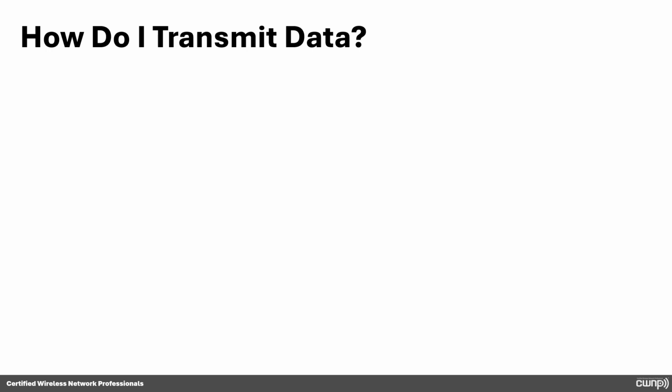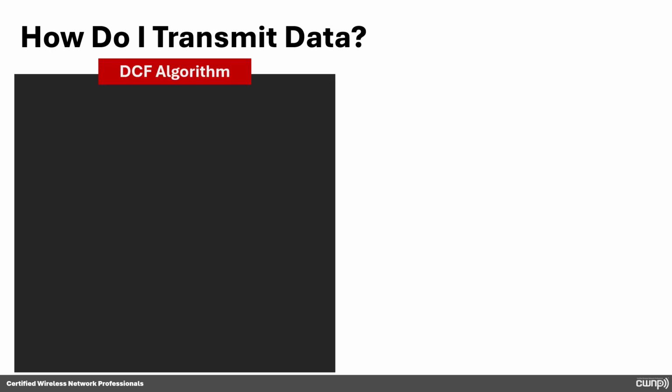In this example, we're going to answer the question, how do I transmit data? Now, there are really two primary algorithms in the 802.11 standard for transmitting data. There's the DCF algorithm, and then there's the EDCA. We're going to look at DCF and then maybe surprise you a little bit with EDCA as we talk about it. So first of all, the case is a data frame to transmit while using DCF.